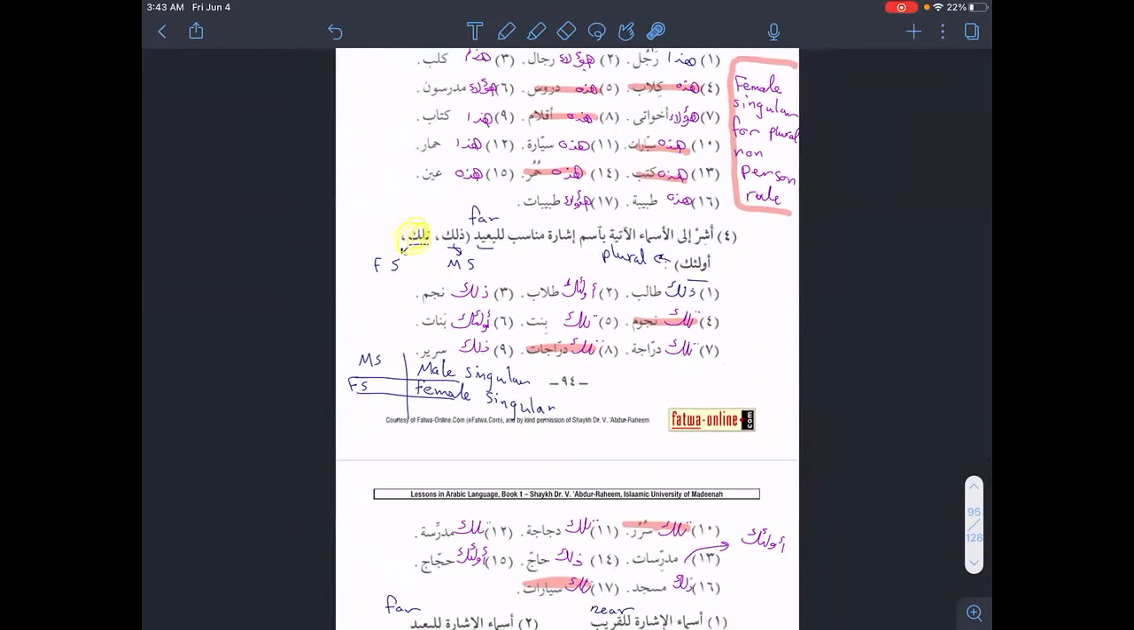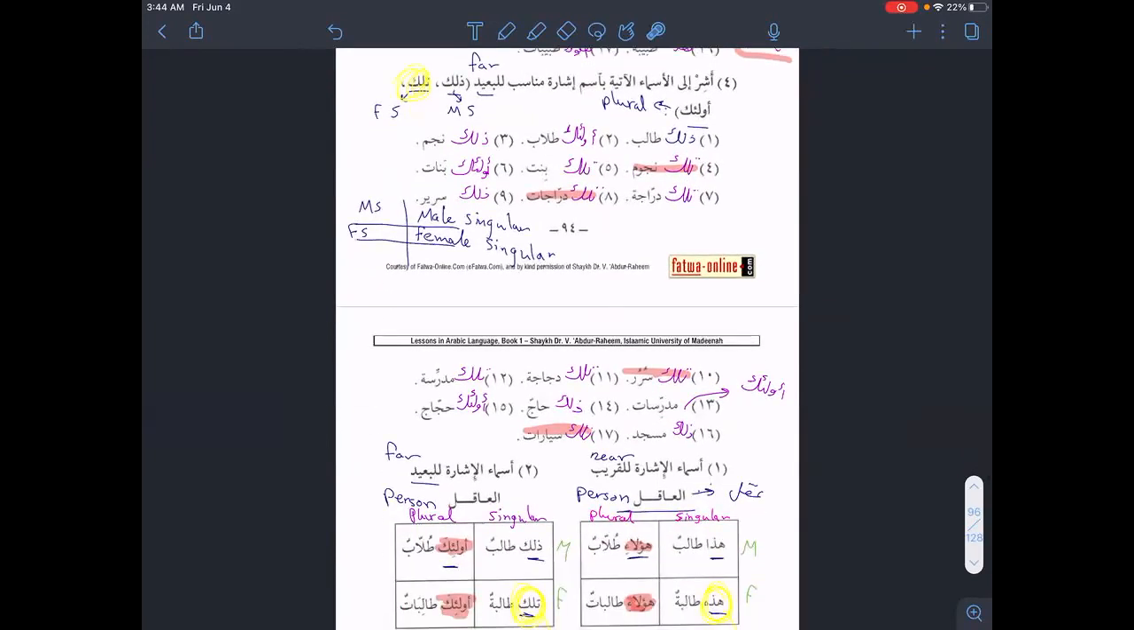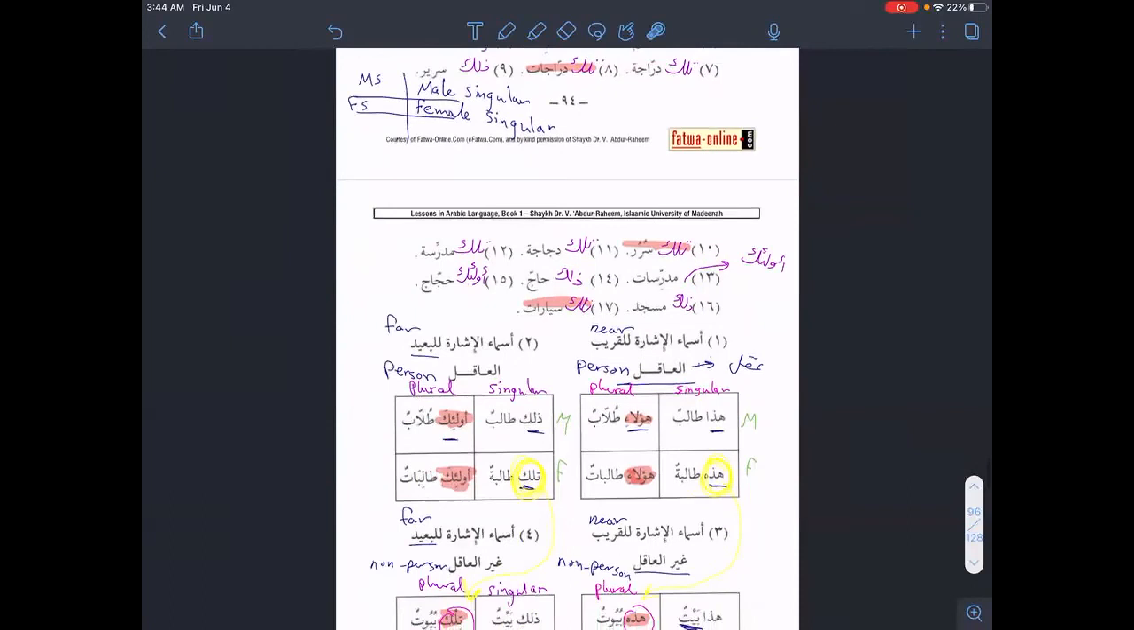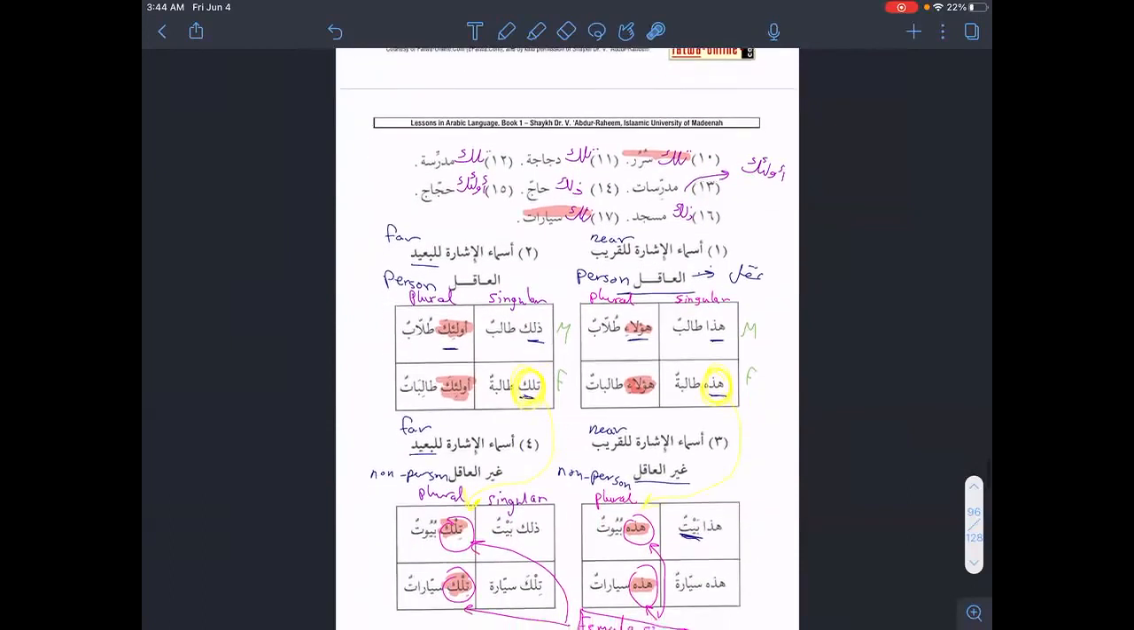where I have used the female singular for plural non-person. So since نجوم is plural non-person, I have used the female singular, which is تلك. So تلك نجوم, تلك دراجات, تلك سرر, تلك سيارات. In these places I have used the female singular pronoun, even though they are plural. Why? Because they are non-person.